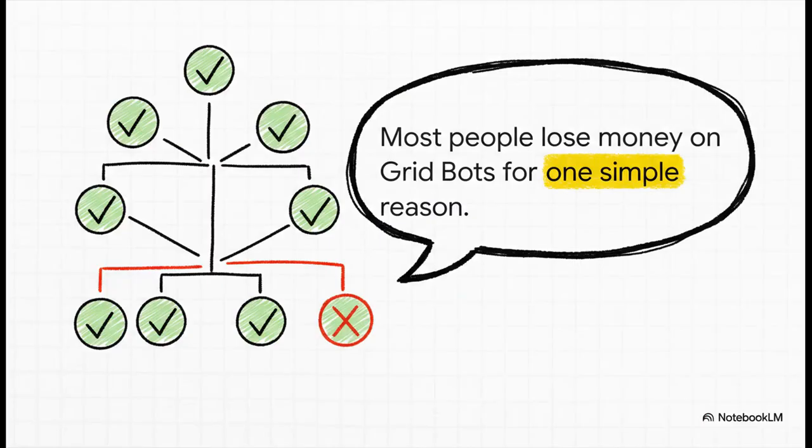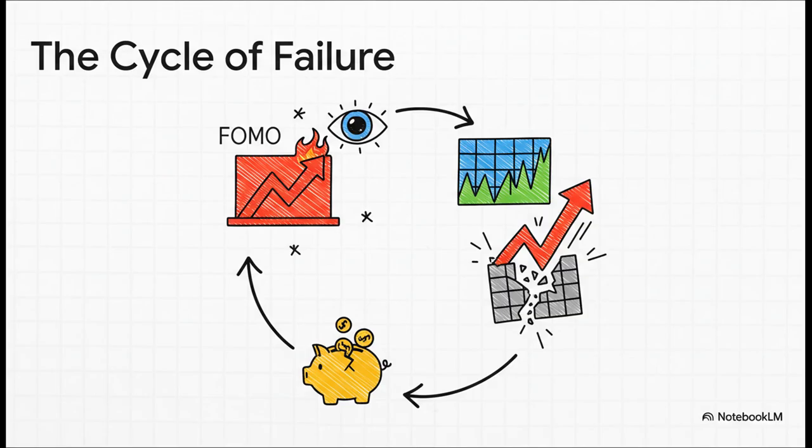And here's the thing. It's not because the markets are just too random, and it's not because you're missing some secret magical indicator. It really just boils down to one fundamental mistake in how you choose which coins to trade in the first place.